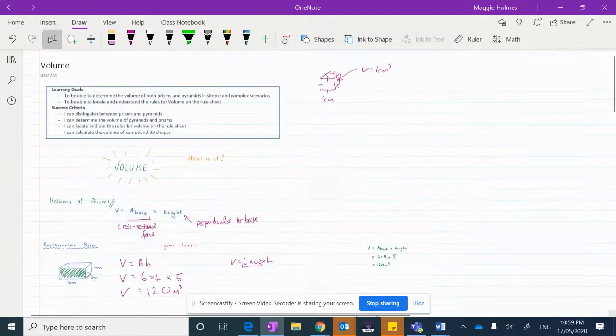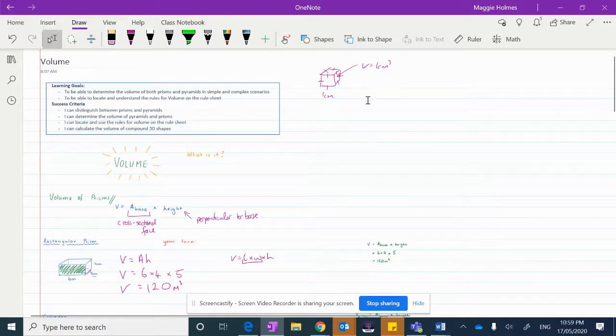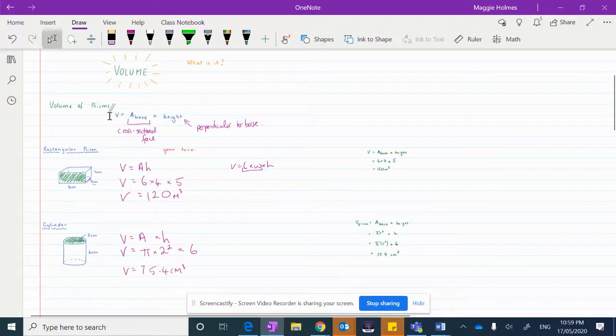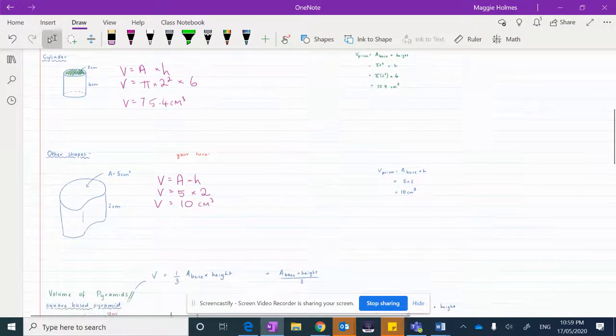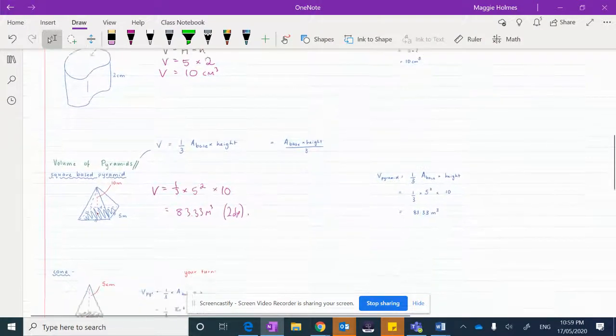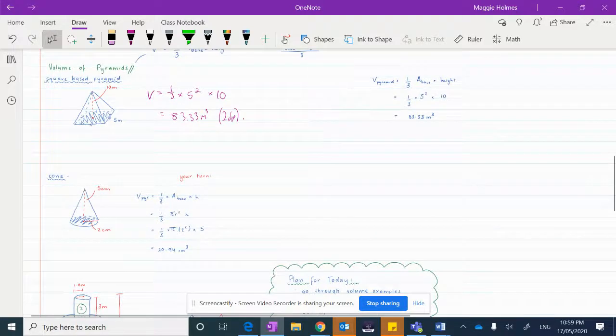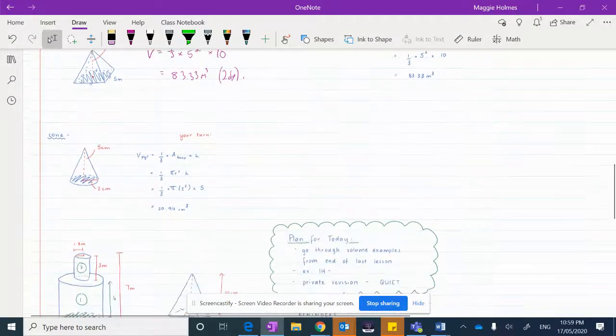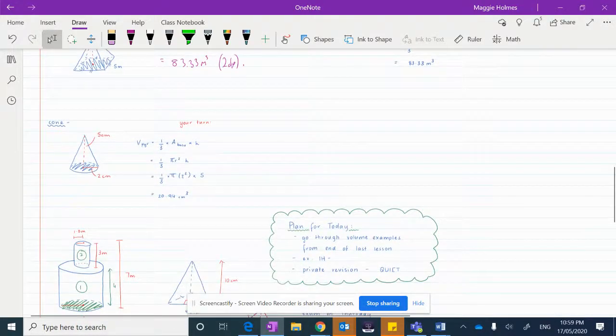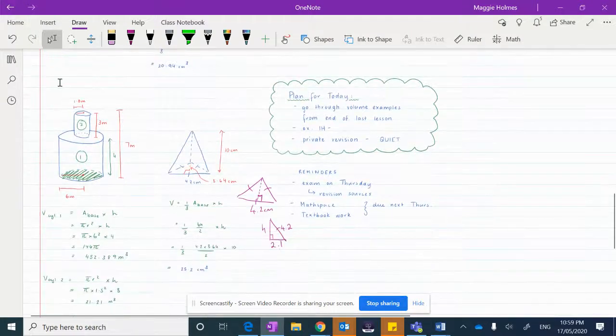So just to recap that, we looked at volume, which is measured in cubic units. We looked at the basic volume for a prism formula. We did some examples. And we looked at the volume of pyramids and cones, which are a third of the prism or cylinder that contains them. And we looked at how you would approach some more complex examples.